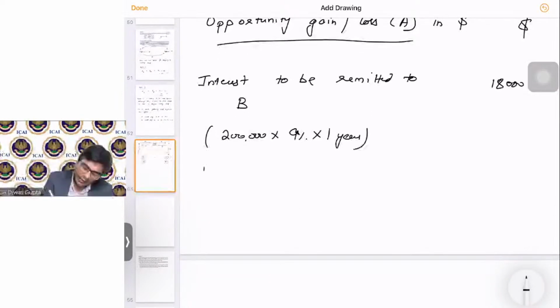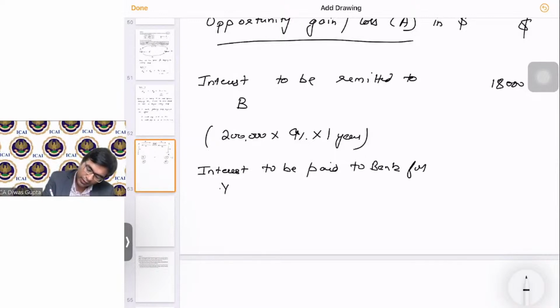Then interest to be paid to bank for yen borrowings. What is the interest rate that will be paid to bank?